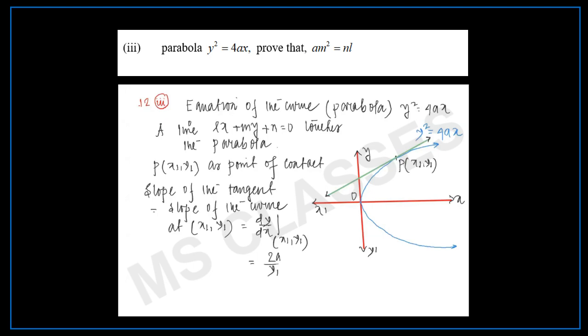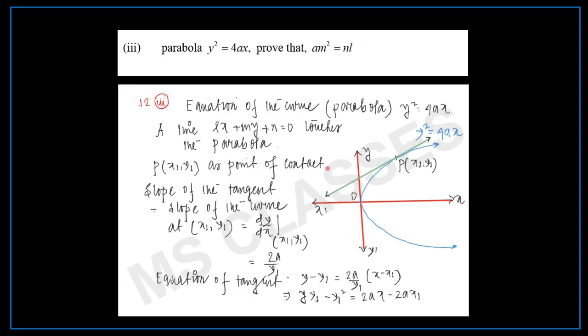Now once we have got the slope, we can find the equation. So the equation of tangent is y minus y1 equal to slope into x minus x1. Now which simplification do we get? y y1 minus y1 square equal to 2ax minus 2ax1.